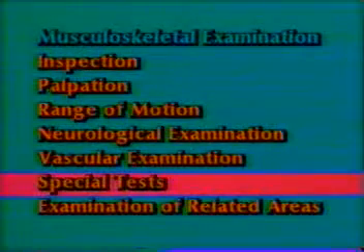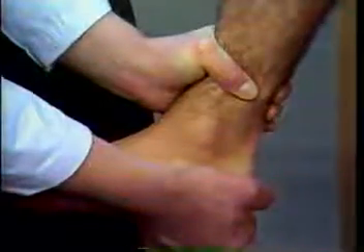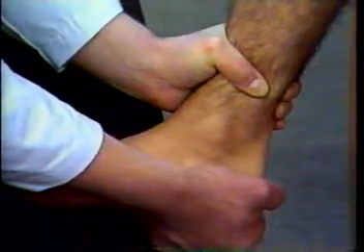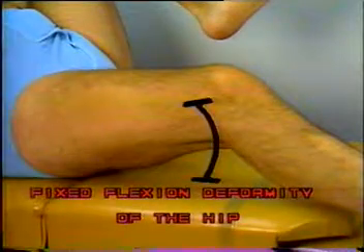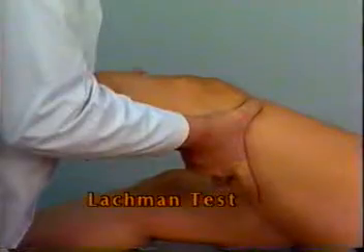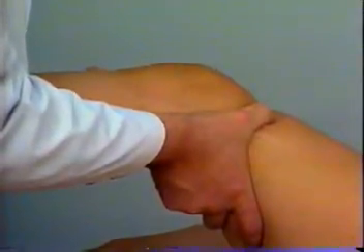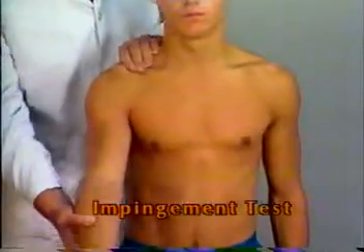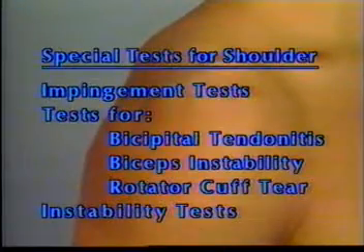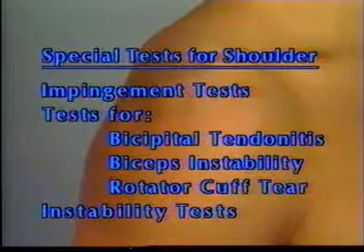Special tests. In various areas of the musculoskeletal system, there are specific tests designed to test a function that would not be applicable to another area of the body. For example, a test designed to examine the integrity of the anterior cruciate ligament of the knee is not applicable to the hip or elbow, where there is not an anterior cruciate ligament. Thus, during the examination of a particular joint or area of the body, specific tests will be discussed which are applicable only to that area.